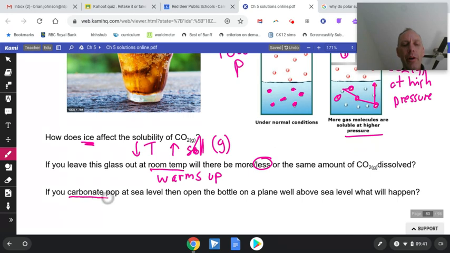If you carbonate pop at sea level, where we have high pressure, this is so slow and messy. Okay, so if you create the pop at sea level under high pressure, and then you go up in a plane where you have low pressure, what happens when you open the pop? So it started at high pressure, sealed. You take it up well above sea level where you have low pressure, and then you open the pop. Will more or less CO2 come out?